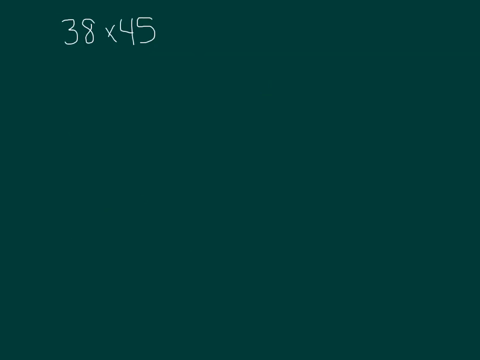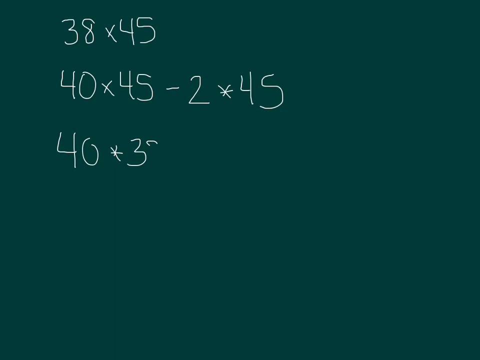Sometimes you'll be faced with a problem and you need to make a choice. So in this case, I have 38 times 45. That's the same as 38 groups of 45 or 45 groups of 38. So I could look at this problem as 40 groups of 45, take away 2 groups of 45. Or I could look at it as 40 groups of 38 plus 5 groups of 38.